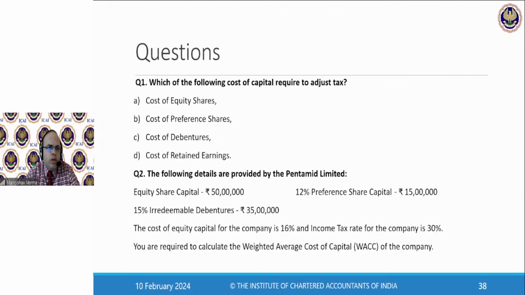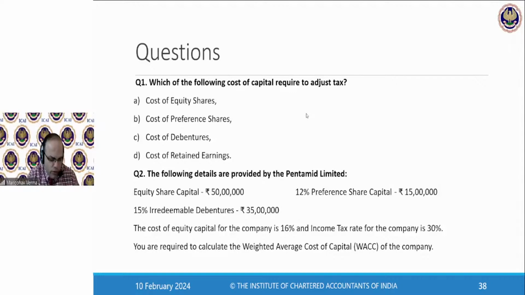So let's talk about the first question here. What should be the answer? Which of the following cost of capital is required to be adjusted for tax? I think it's a very easy one, just to give you a little bit of a refresher. Some easy questions should also have their way. I think only one cost of capital is giving you a tax benefit.